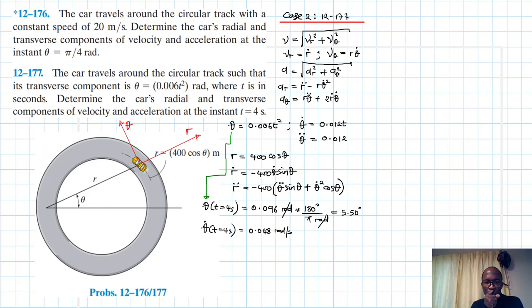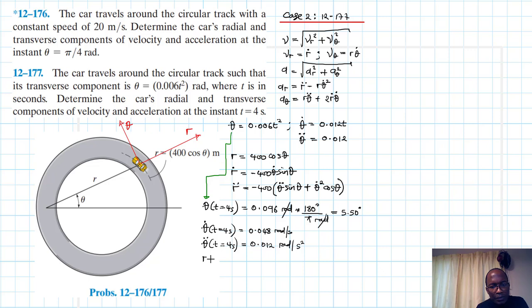0.48. Right. So we have the angular velocity theta dot 0.048 rads per second, and then we have the angular acceleration at t equal to 4 seconds, and this one is constant. It is 0.012 rads per second squared. So we are done with this.